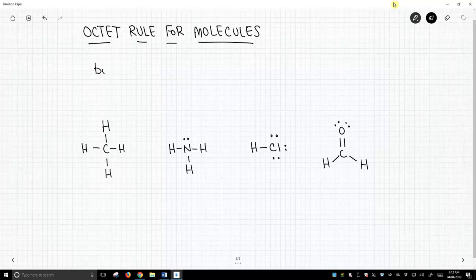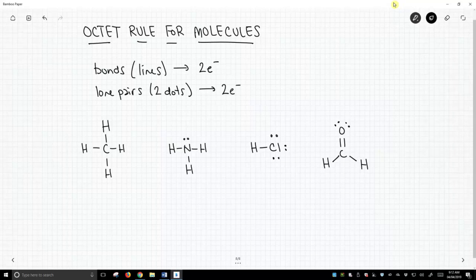Well, bonds in a Lewis structure, and these are the lines, count as 2 electrons towards our octet rule. And lone pairs, which are the 2 dots, count towards 2 electrons. So to satisfy the octet rule for these elements, we need any combination of 4. And that's 4 bonds or 4 lone pairs or 2 bonds and 2 lone pairs, what have you.